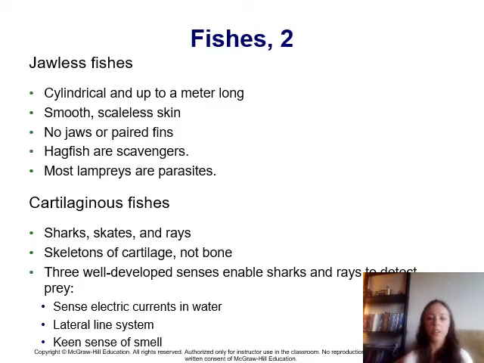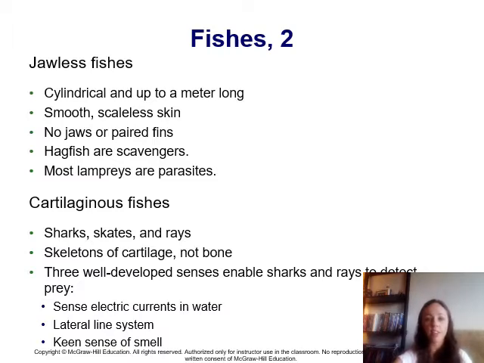The hammerhead shark is considered to be the most dangerous shark in the oceans. Skates and rays are flat fishes that live partly buried in the sand and will feed on mussels and clams. Sharks and rays have three well-developed senses that help them hunt prey. They can detect electrical currents, like those made by muscle contractions in the water. So any fish swimming nearby, they will be able to sense through the electrical currents that are given off by their muscles when they swim near them.